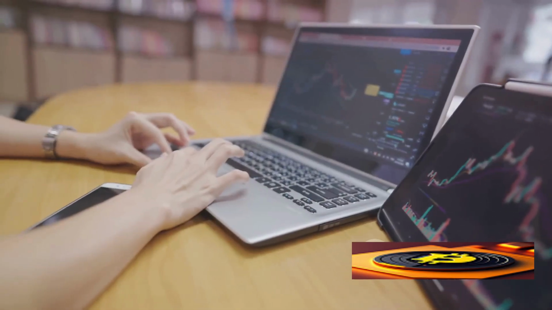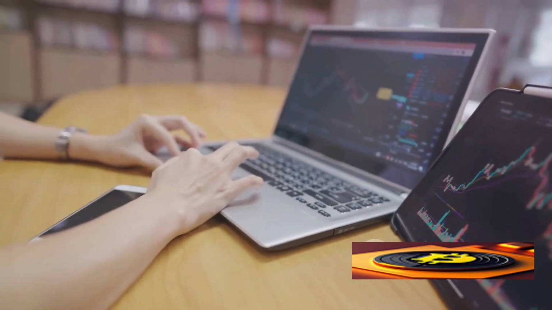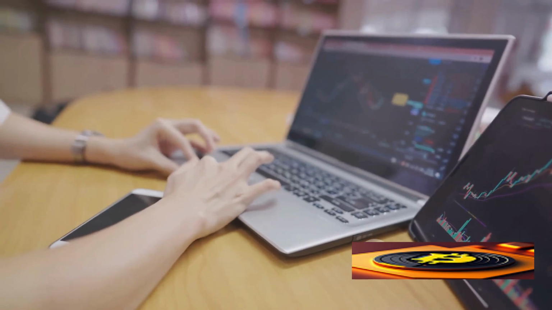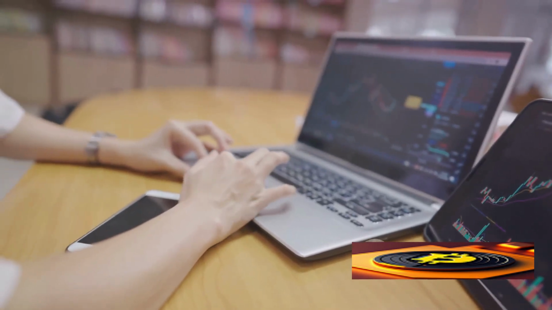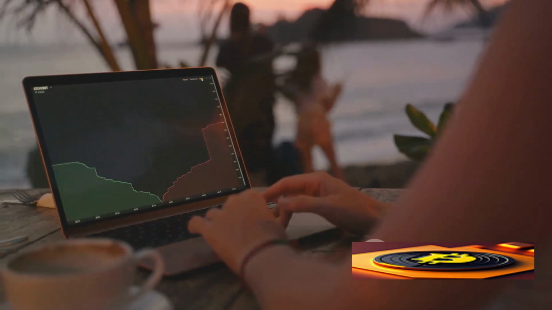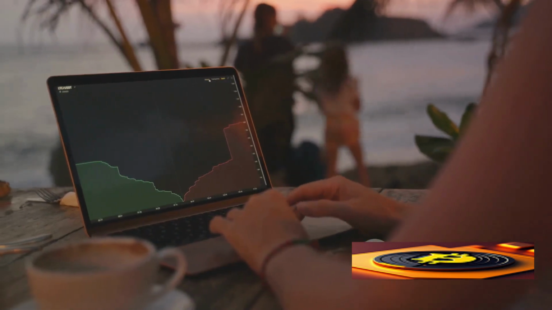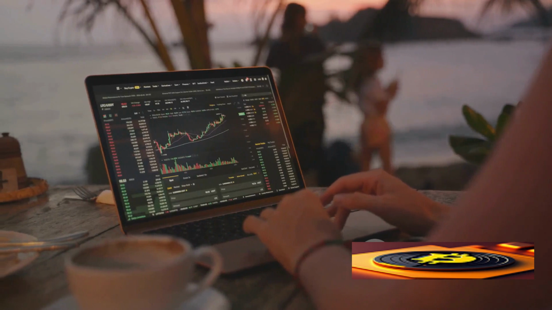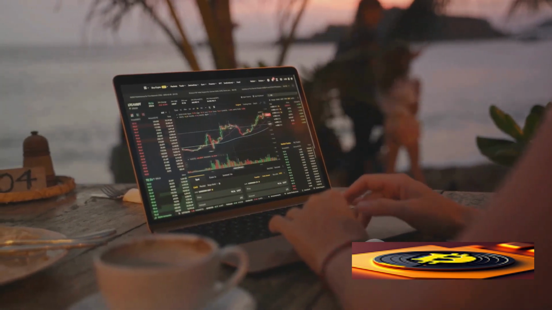But how do you go about selecting digital assets for your portfolio? Firstly, you need to do your homework. Researching the asset is fundamental. Get to know the team behind it, read their white paper, understand their vision. This can give you a good sense of the asset's credibility and potential for success.